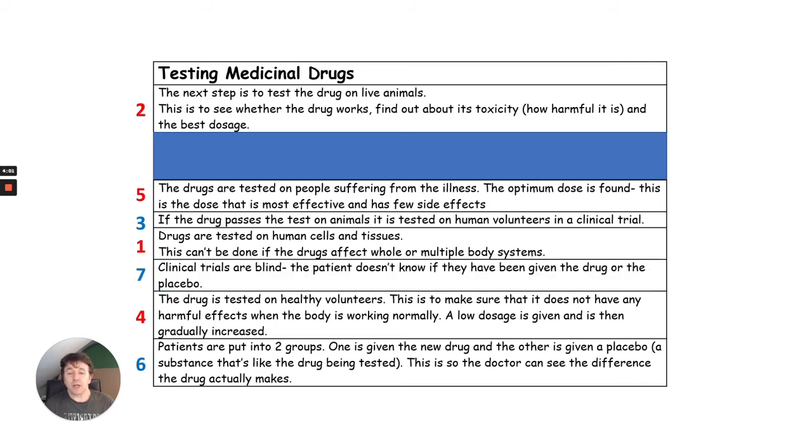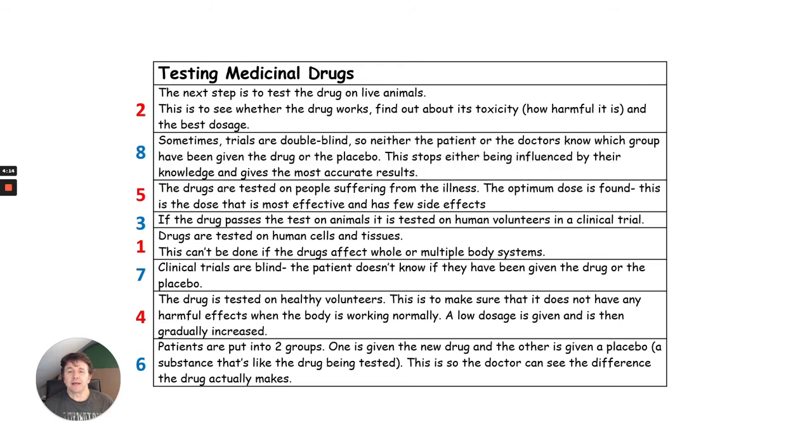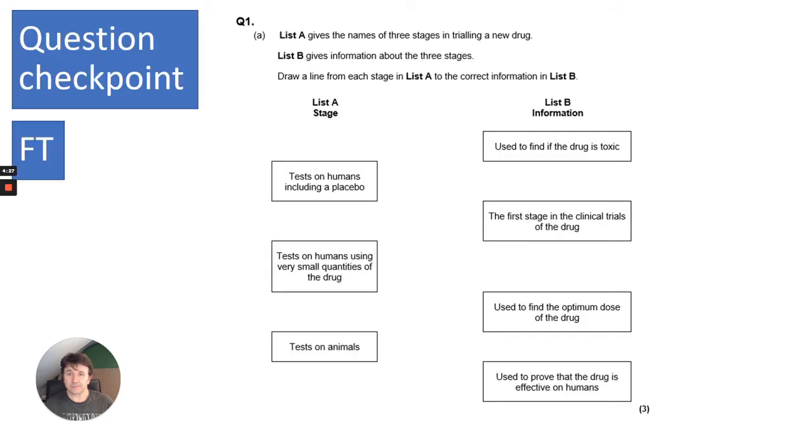Clinical trials are blind as well, so the patient doesn't know if they have been given the drug or the placebo. So it's a double-blind trial if both the patient and the doctor don't know who's had the treatment. And then, as it says there, neither the patient nor the doctor knows which group have been given the drug. This stops either being influenced by their knowledge, and it does give the most accurate results.